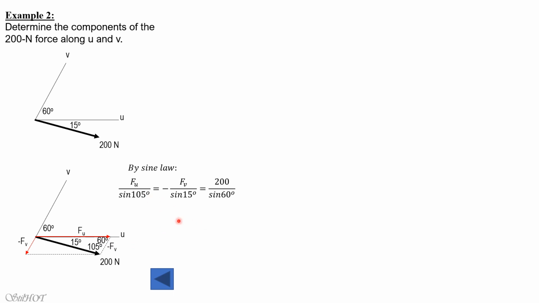So solving for FU, which is 200 sine 105 over sine 60, so FU is 223.1 newtons. Solving for FV, negative 200 sine 15 over sine 60. So FV is negative 59.77 newtons.